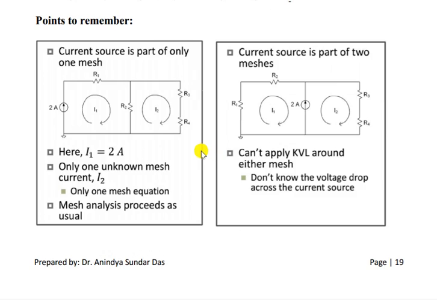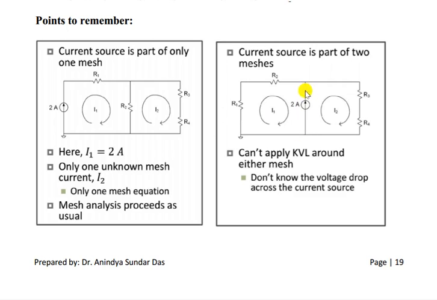And lastly, the main points you have to remember for mesh analysis are that you have to assign meshes and assign mesh currents. I give the names I1, I2, I3. If a current source is part of only one mesh, then whatever the current source value, that will be equal to the mesh current. So that is very easily done. Now if a current source is part of two meshes, then you have to form a super mesh by removing the current source. You have to write the KVL, and you have to apply KCL at the super mesh.